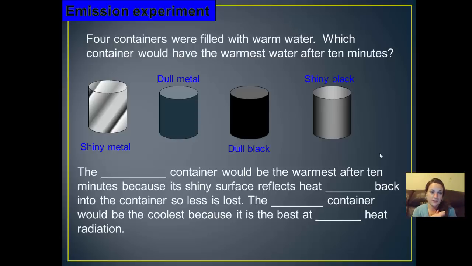So in our little experiment, we have 4 containers filled with warm water. We have a shiny metal, dull black, and a shiny black. So what you want to try to answer is which container would have the warmest water after 10 minutes. So again, it already has warm water. Which one is going to keep it the warmest?